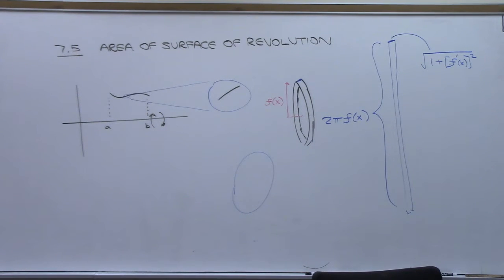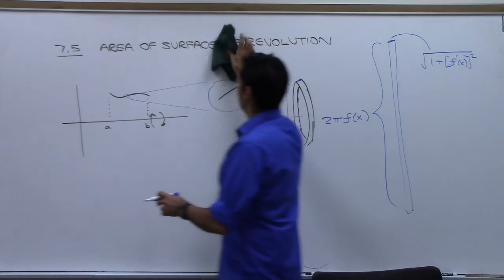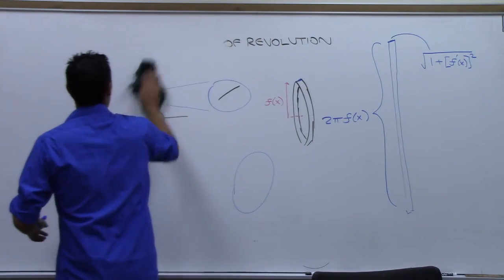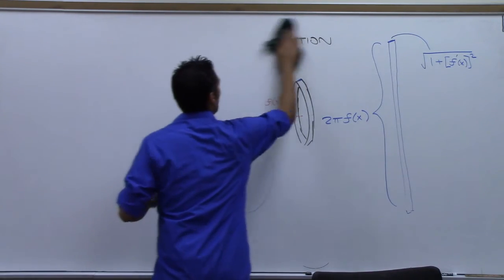That's it. Area is this times this. The area is this times this. Got it? Integral, add them up. So, why? Out of all that.